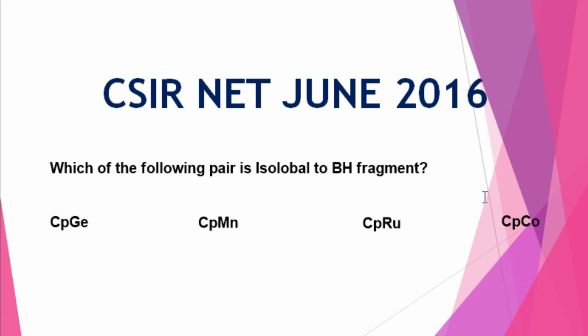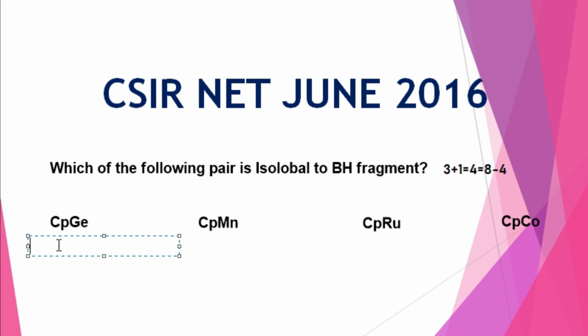So this has appeared in CSIR NET June 2016. So we can see that the question is: which of the following pairs is isolobal to the BH fragment? So let's calculate how many electrons are present in the valence shell of BH. So for boron there are 3 electrons in its valence shell plus 1 electron from hydrogen. So in total you get 4, which you can write as 8 minus 4. So 4 electrons are needed to fulfill its valence shell. So we have to find out which of the following compounds needs 4 electrons to fulfill its valence shell.